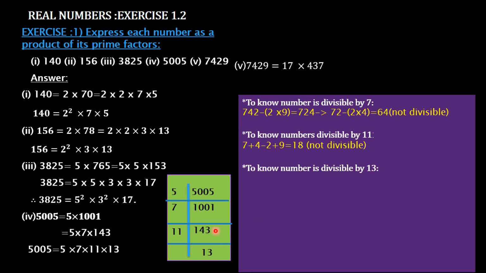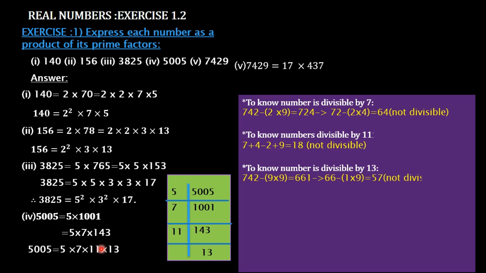Here 143 is divisible by 13. So let us have that check. 3 into 9, 27. 14 minus 27 is minus 13. So we have to ignore the sign, 13 is divisible by 13. It is the procedure here.